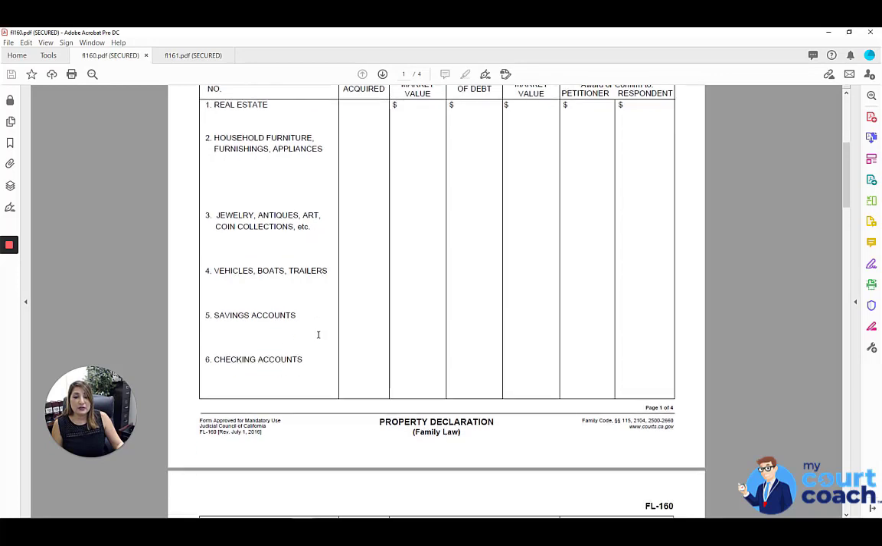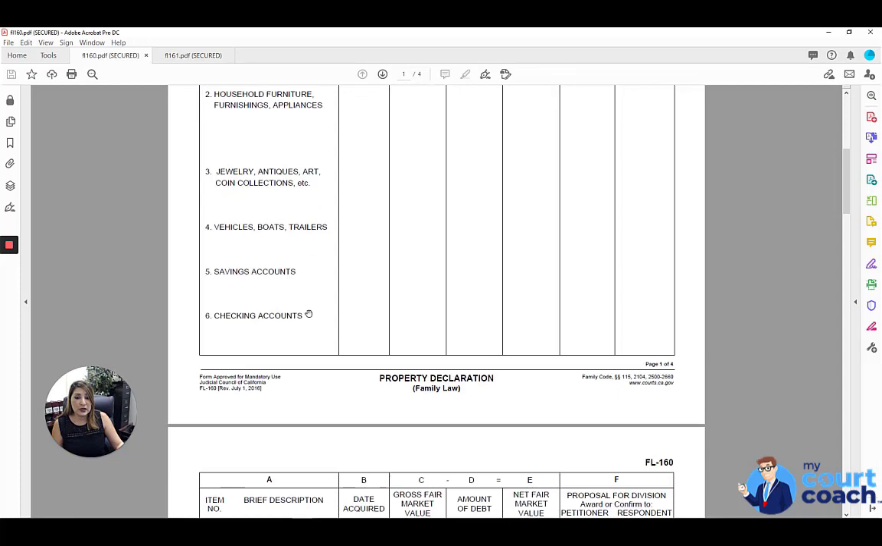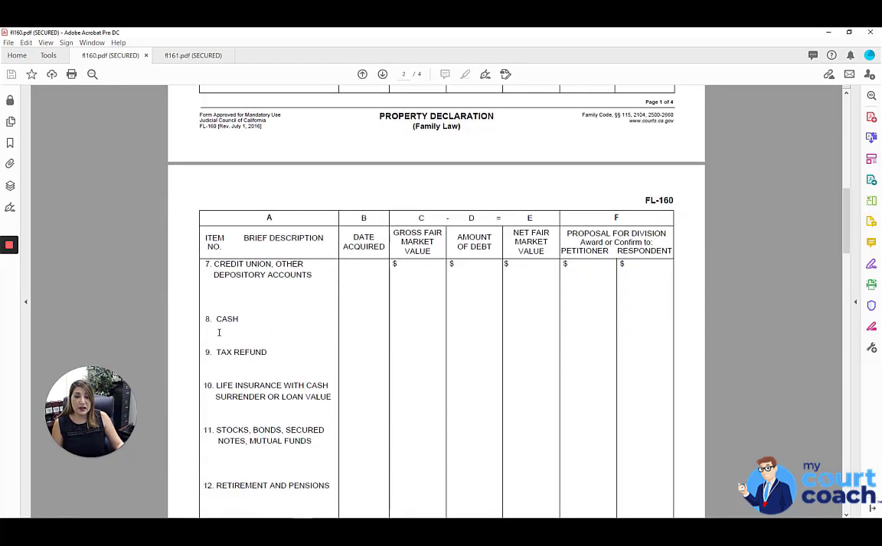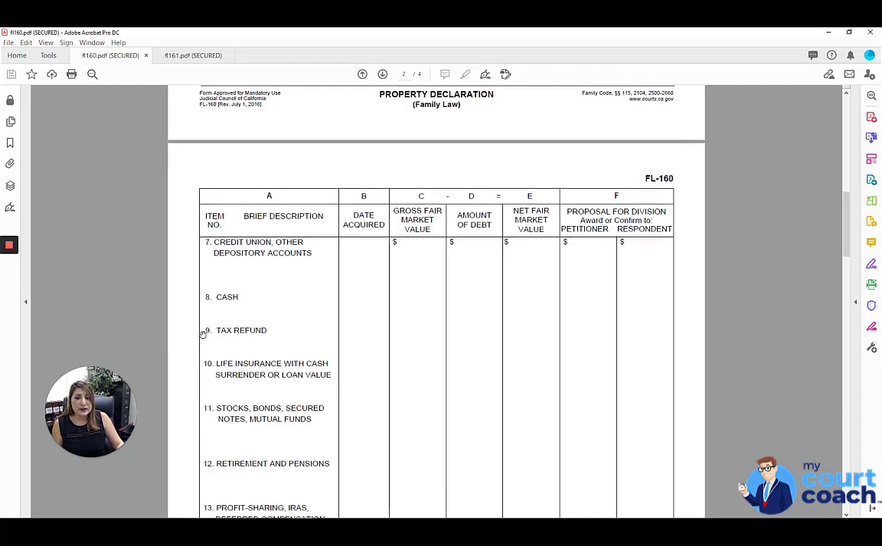Bank accounts, you want to list the bank where the account is being held, as well as the account number, and that applies to savings accounts, checking accounts, credit union accounts. For cash, you don't need to list if you have $5 in your pocket, but if you have a significant amount of cash laying somewhere, you would want to disclose that. Tax refund is any monies you're expecting to get back from the IRS or the state franchise board in relation to a tax return you may have recently filed.